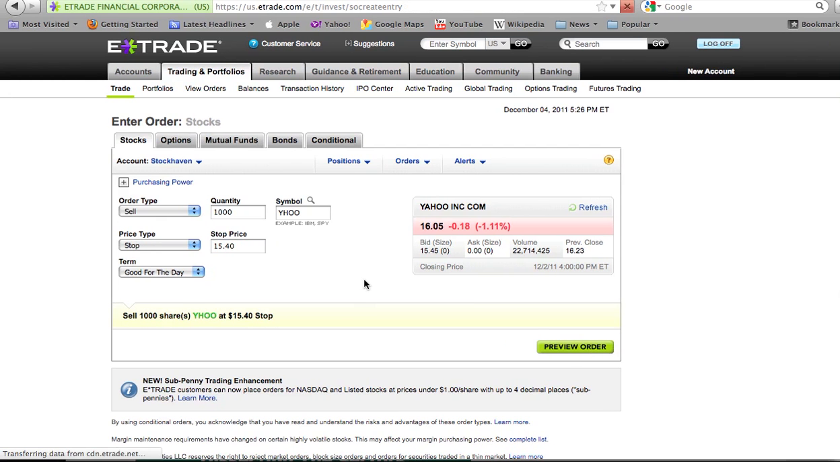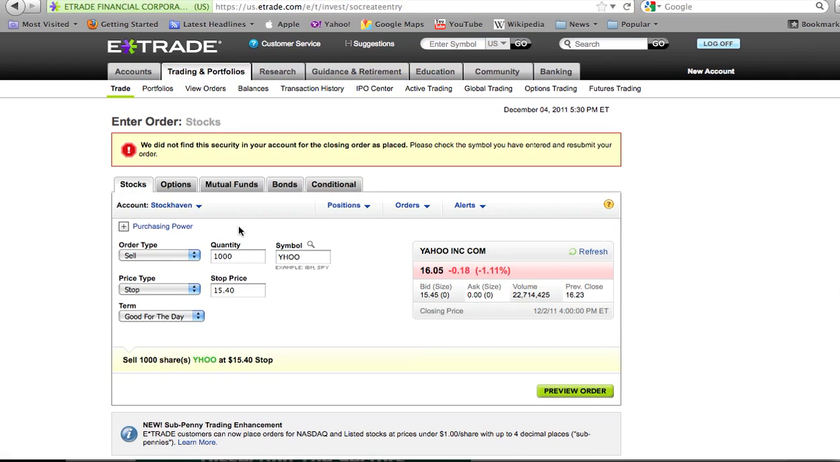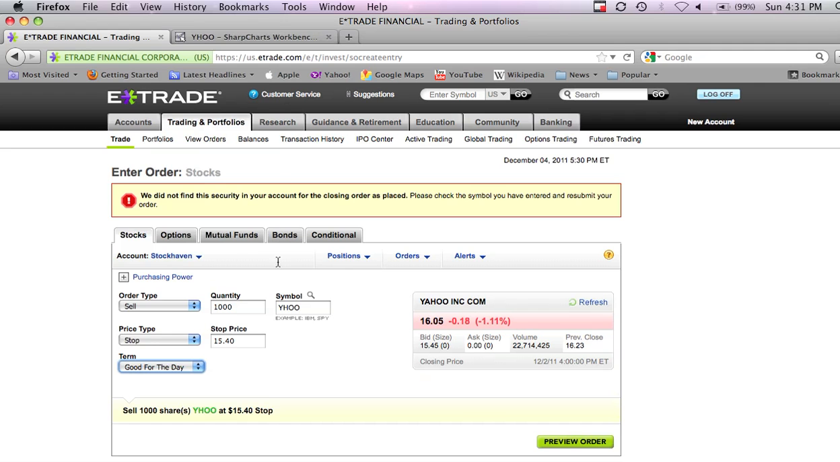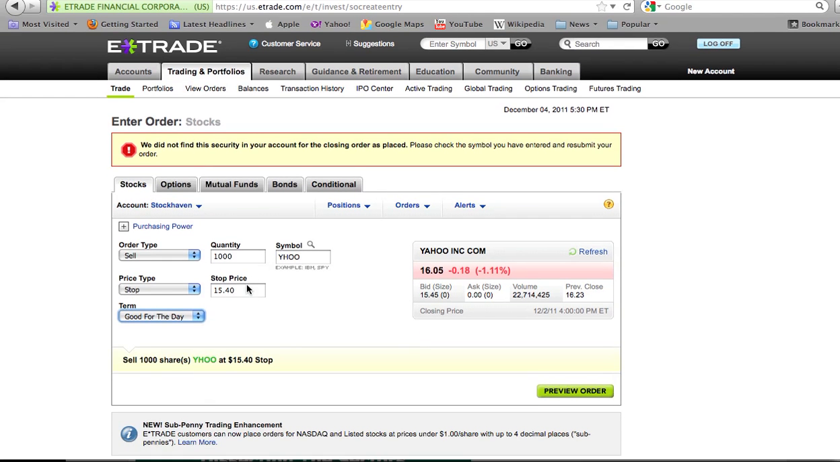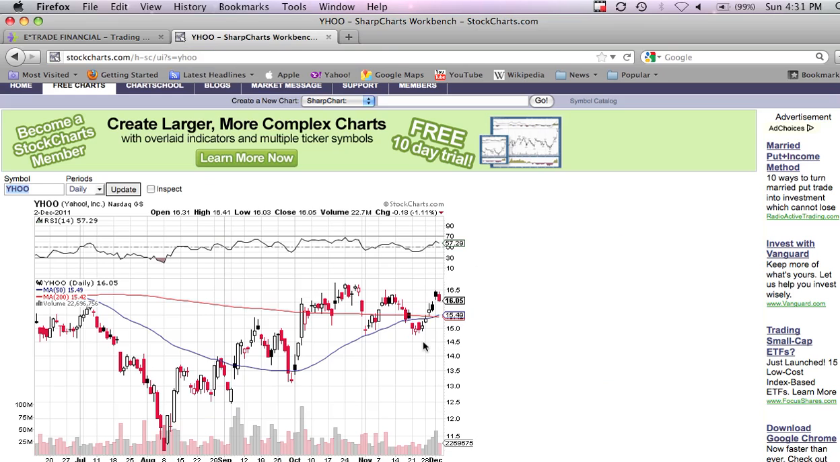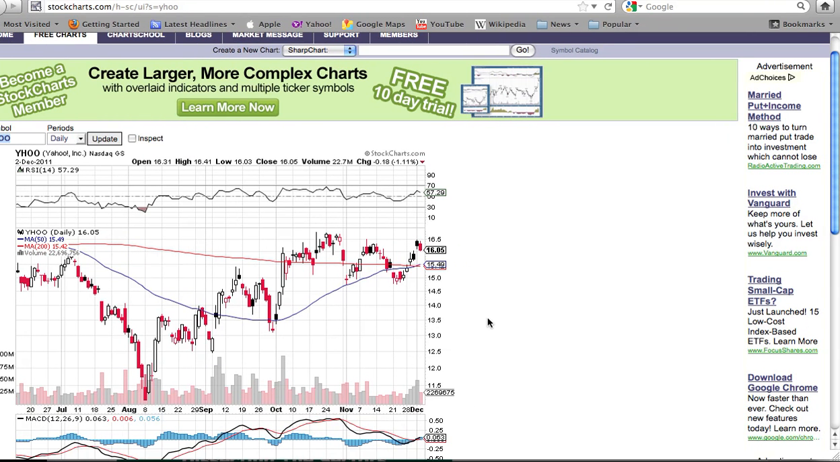Now it's going to tell me we can't do this because I don't own any of the shares. Now then what would happen, and then you decide if it's good for the day or good for 60 days or good till canceled. What would happen then, as long as Yahoo stays above 1540, you will stay in the trade.